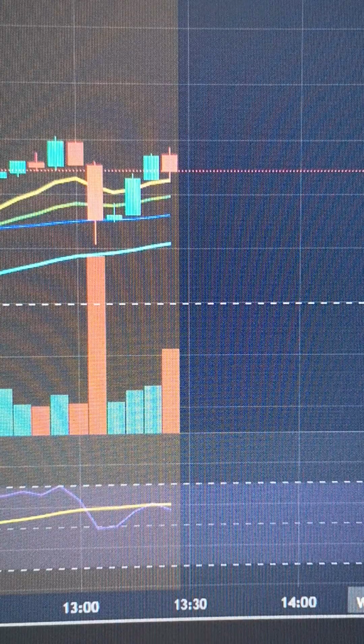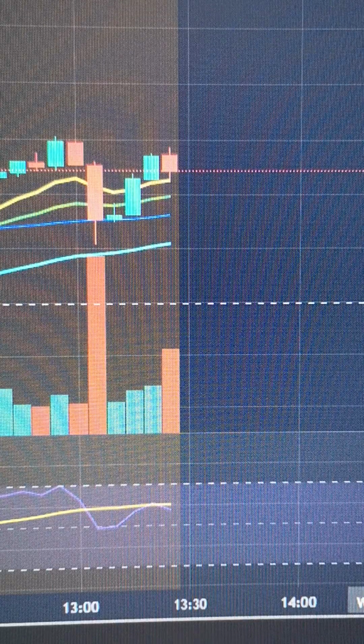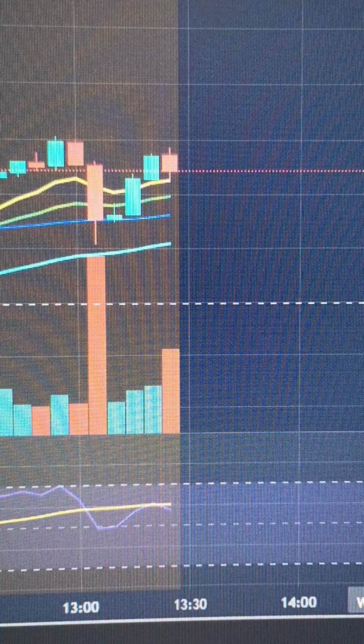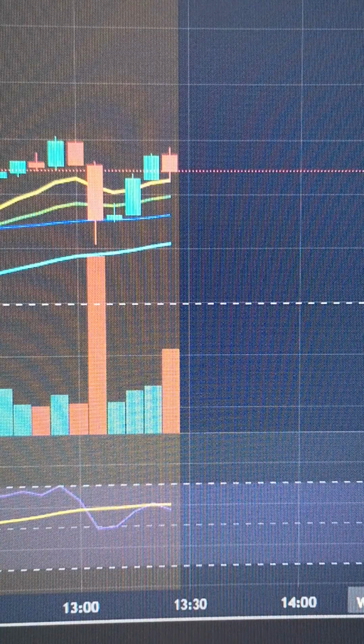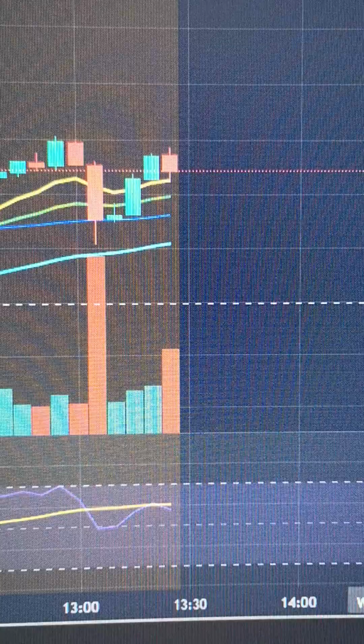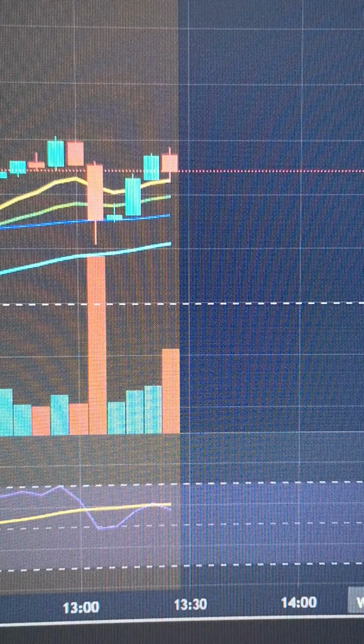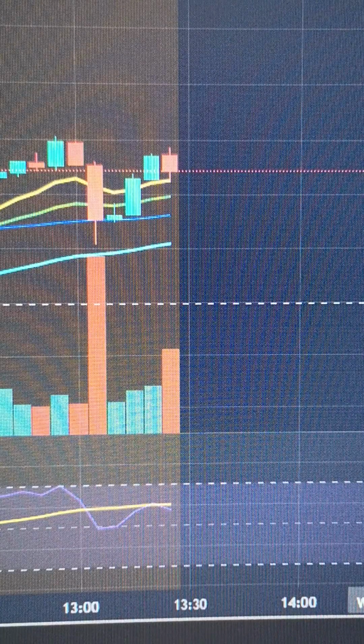Very easy, simple strategy that anybody can do no matter the skill level. It's known as the 15-minute opening range breakout strategy, and it consists of 3 parts. The first part is the 15-minute opening range.